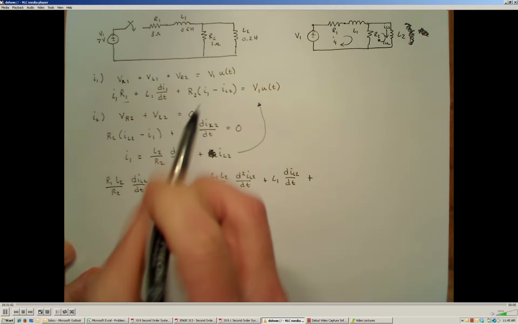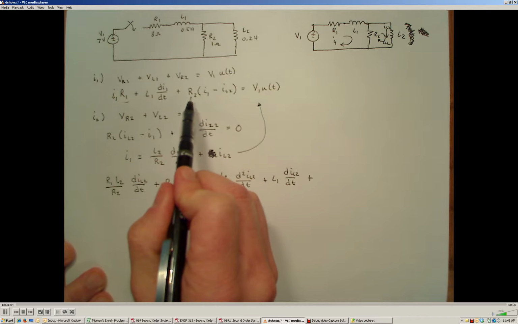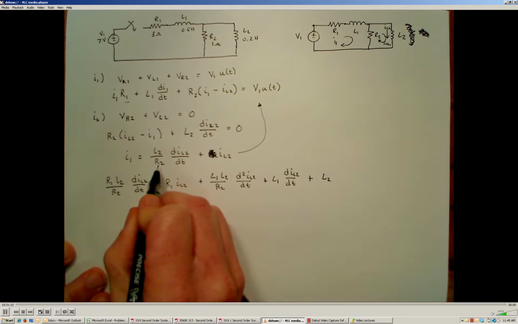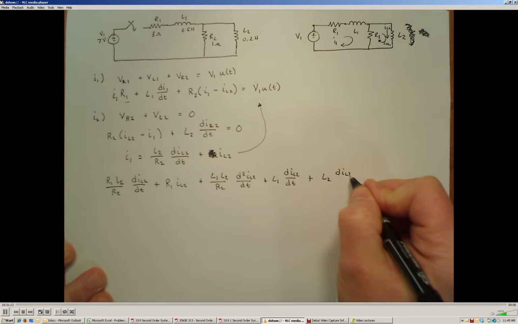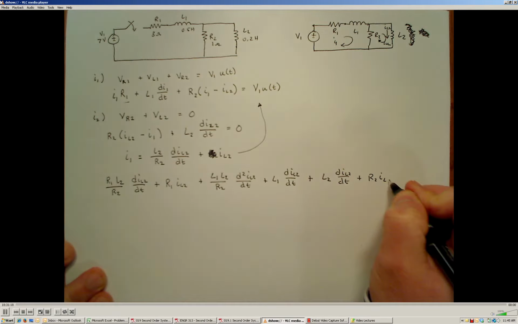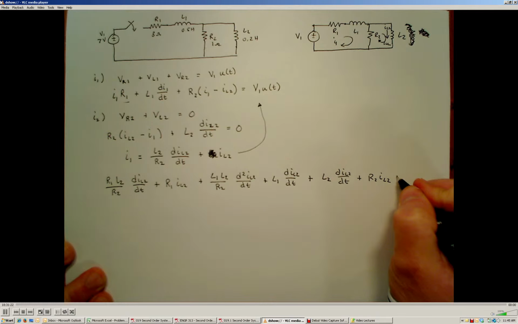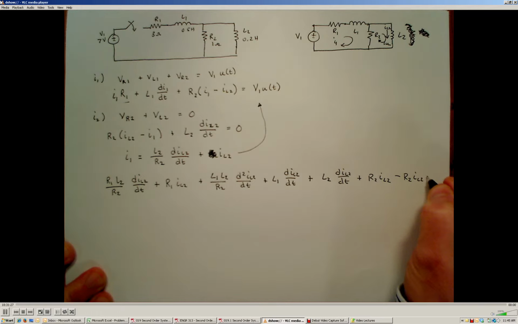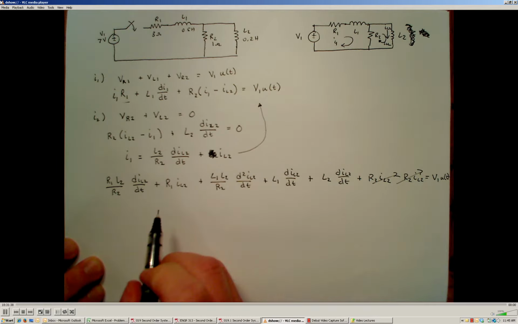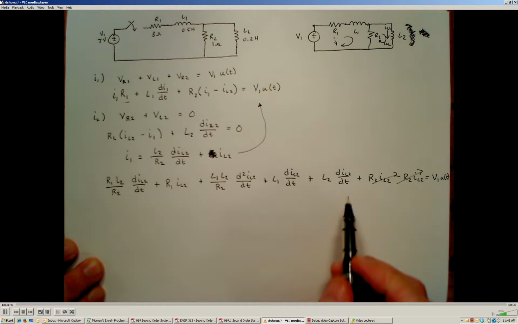All right, next I'm going to substitute in right here. So I will have R2 times this. That will give me L2, because the R2s will cancel, dIL2/dt plus R2 times the current through inductor L2 minus, I'll distribute this R2, so R2 times the current through inductor L2 is equal to V1 times the unit step function. Whew, okay. We see immediately that these terms go away, and what I can do now is regroup my terms.